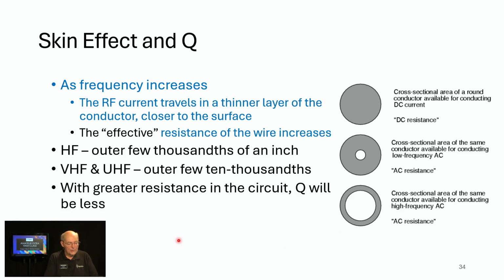So at HF frequencies, 30 megahertz, let's say, it's only the outer few thousandths of an inch of the wire that current is flowing through. At VHF and UHF, we're talking a few 10,000ths of an inch. So if the resistance is becoming greater, the Q is going to be getting smaller, if you can tie that back to what we talked about.